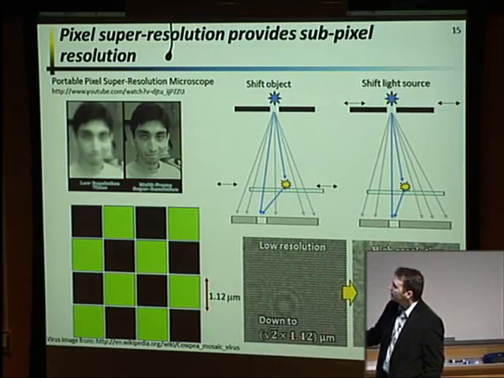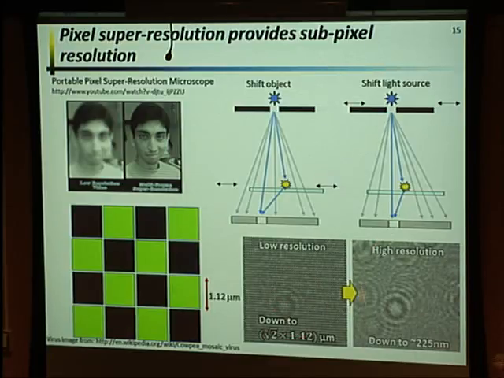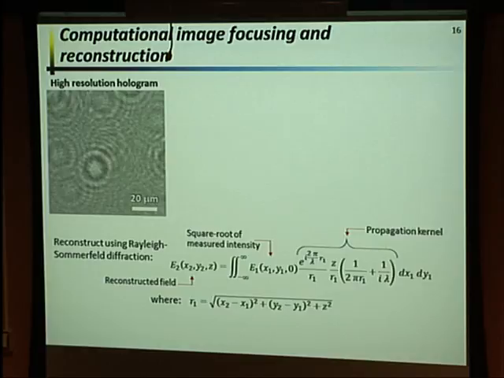So what we can do is go from these low-resolution pixelated holograms to this high-resolution hologram. And in this case, we can get resolution down to about 225 nanometers half pitch using this approach. So this is essentially very close to diffraction limited, very close to that lambda over 2 resolution in terms of half pitch. So then the final step is how do we go from these holograms to actually what the object looks like? And this step we do computationally.